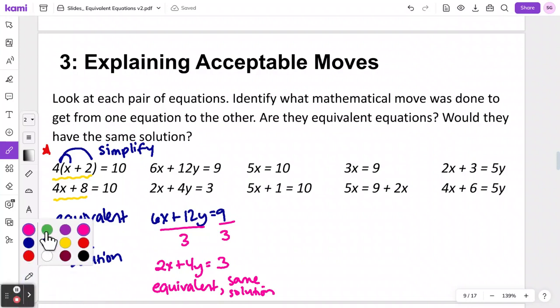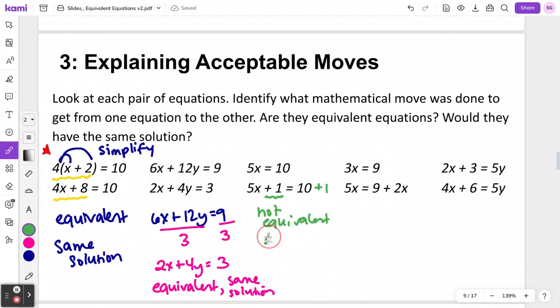Okay, going through these last 3 pairs of equations. For this third one here, what I noticed that changed is that the left side of the equation has this +1. Now, when you think about pairs of equations, can you add a number only on one side of the equation? No. If you want to add 1 on the left side, you also need to add 1 on the right side. So this pair they have is not equivalent because you are not allowed to add 1 only on one side of the equation. And because they're not equivalent, they would have different solutions.